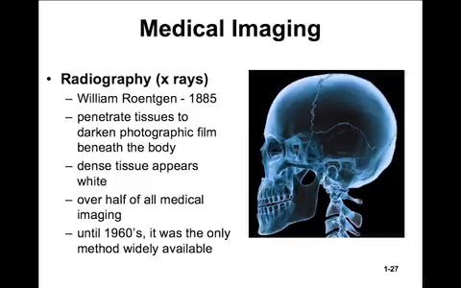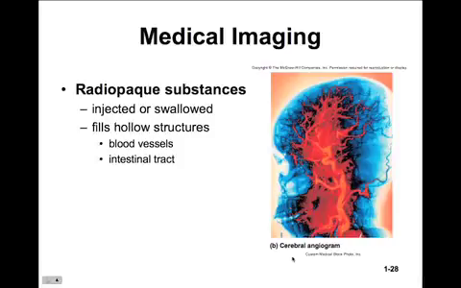Soft tissue is not going to show up nearly as well on X-rays as it will on some of the other imaging techniques. We can also use radio-opaque substances, like in this cerebral angiogram on the right. These substances can either be injected or swallowed. In this case, a substance has been injected into the circulatory system and then has been enhanced by color-enhancing techniques. This could also be used to discover issues with the intestinal tract. Swallowing a radio-opaque substance will allow that whole tract to show up white in an X-ray.